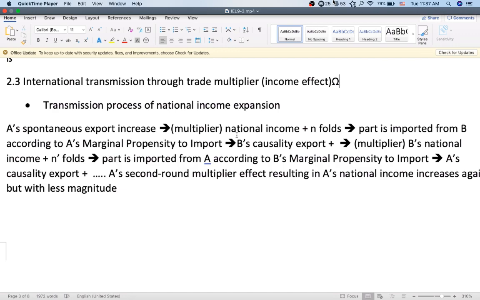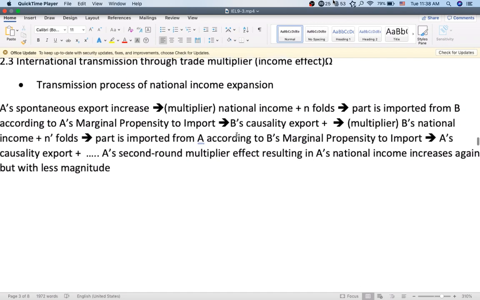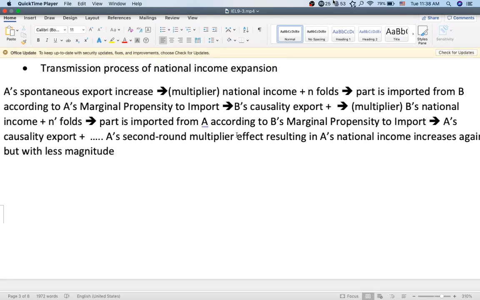A part of this increase is imported from country A according to country B's marginal propensity to import. As a consequence of country B's marginal propensity to import, country A's export will increase, and so on. So the second-round multiplier effect results in country A's national income increasing again, but with a smaller magnitude.